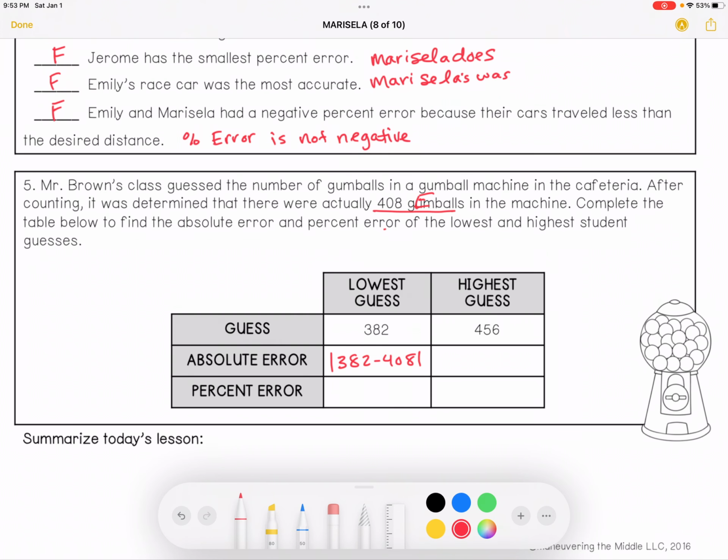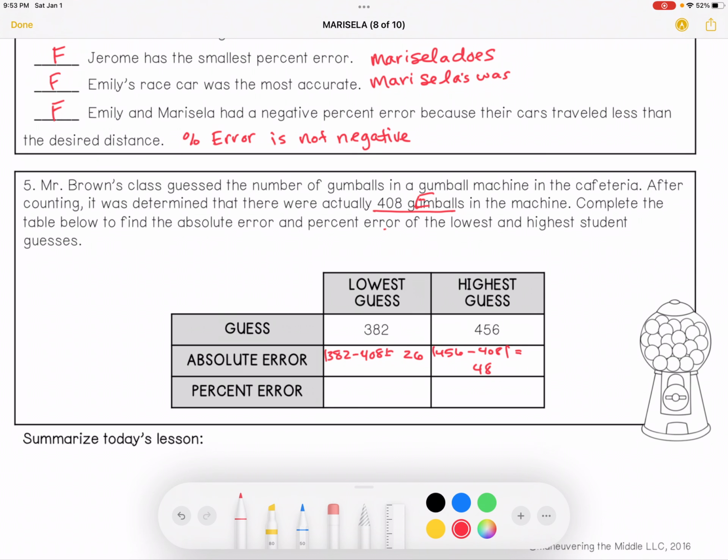Let's see, hold on, sorry. I want to write this a little smaller. Say 382 minus 408, and the absolute value of that is 26. And this would be 456 minus 408. The absolute value of that is 48.